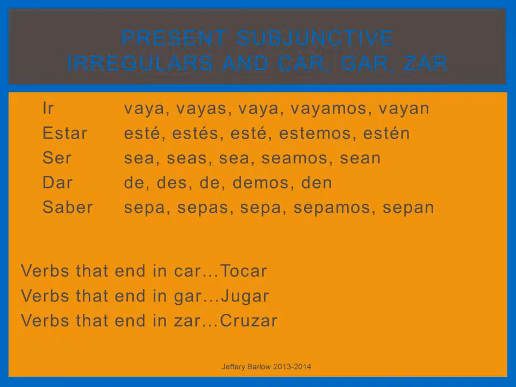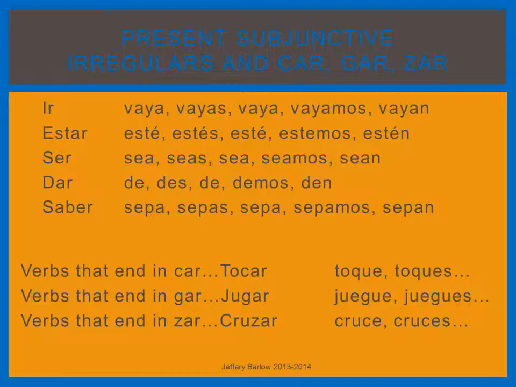The verbs that end in car, gar, and zar, for example, tocar, jugar, and cruzar, have the same issue as most of the commands and the same as the preterite tense first person conjugation. Verbs that end in car need to be spelled with a QUE ending in order to preserve the sound of the infinitive. With the QUE ending, it's now correctly pronounced toque. There's no accent on the E. Verbs that end in GAR need a GUE, juegue, so it's pronounced properly. And verbs that end in ZAR need a CE ending.